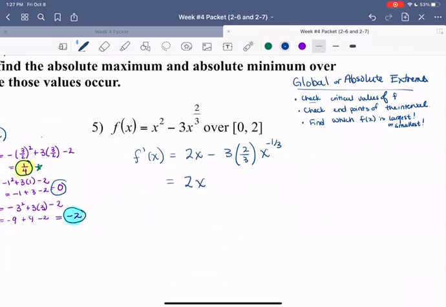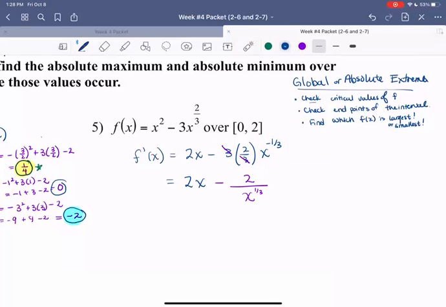Our first term is just 2x. In the second term, the 3's cancel. That negative exponent becomes a positive exponent if we put x in the denominator. So that looks like minus 2 over x to the 1/3.